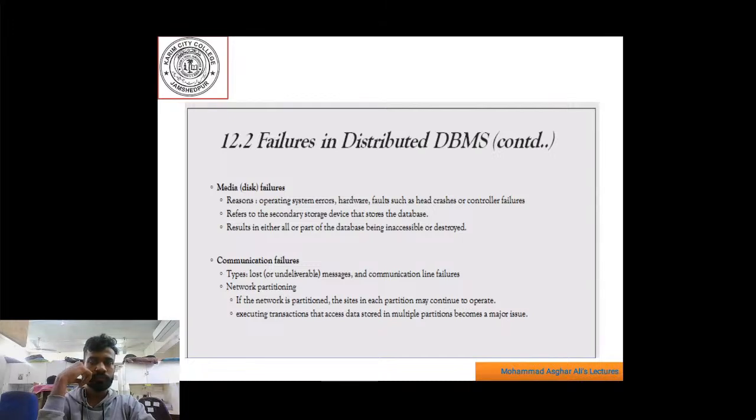Network partitioning: if the network is partitioned, the sites in each partition may continue to operate. Executing transactions that access data stored in multiple partitions becomes a major issue. Lost or undeliverable messages are typically a consequence of communication line failure or destination site failure. If a communication line fails, in addition to losing the messages in transit, it may also divide the network into two or more disjoint groups. This is called network partitioning. Network partitioning points to a unique aspect of failure in distributed computing.